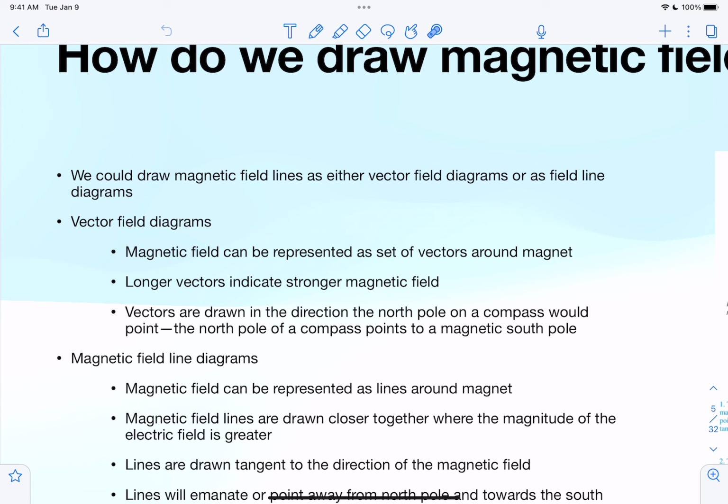What we notice, and you can test this out in real life as well, is that the magnetic field is usually stronger closer to the magnet. So the magnitude of the magnetic field strength, not electric field, my bad, should be stronger closer to the magnet. So magnetic field strength closer to the magnet is greater.